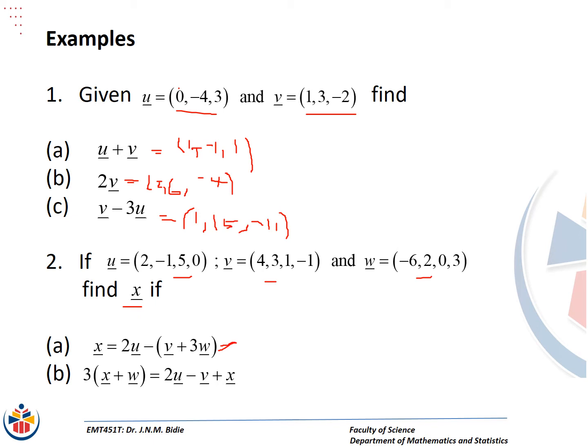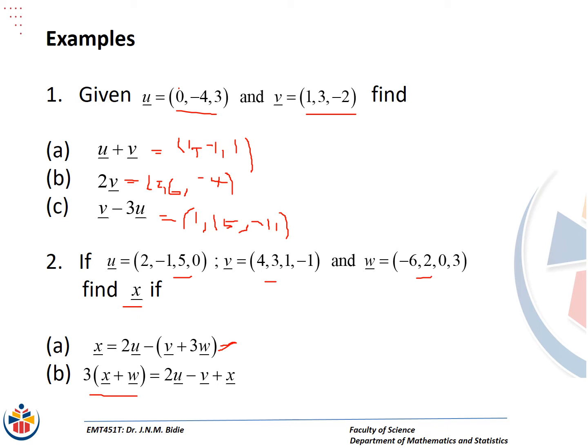And then we come to B. Now we need to use the other properties so that we can realize that we can multiply 3 to x and also 3 to w. So we have 3x here, and you also have x on the other side. So you can just use straightforward algebra, make sure that vector x is on the left and all the other vectors are on the right.